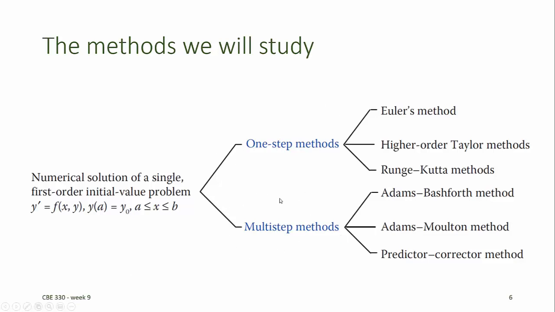The methods that we'll study in this chapter can be conveniently categorized as either one-step methods or multi-step methods. And we'll formally define one-step and multi-step methods when we get to them in later videos. The one-step methods, as we said, include Euler's method, higher-order Taylor methods, and the RK methods, whereas the multi-step methods include the Adams-Bashforth and Adams-Moulton methods and their combination and predictor-corrector methods.